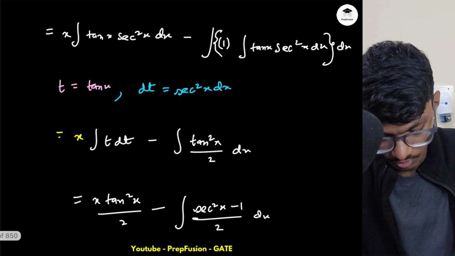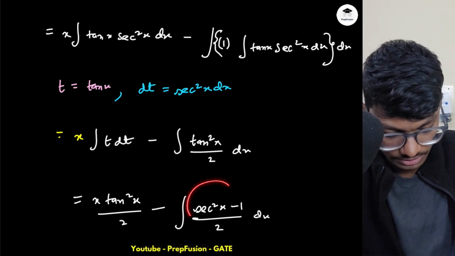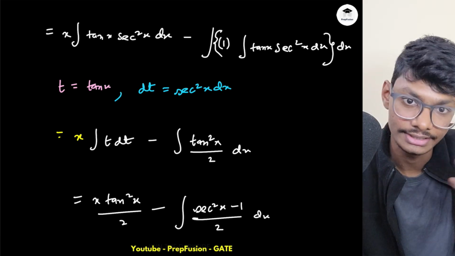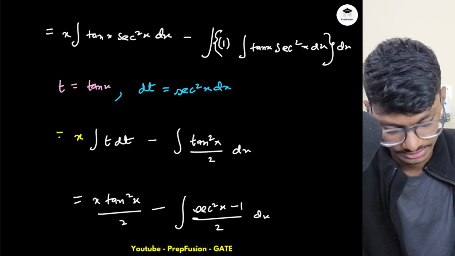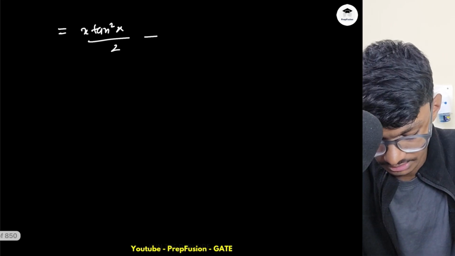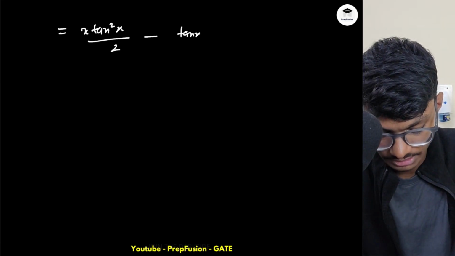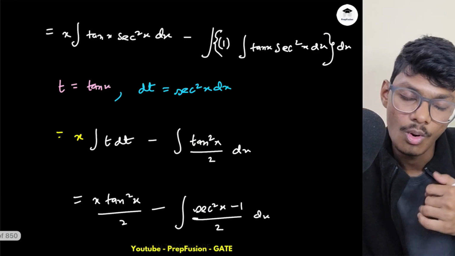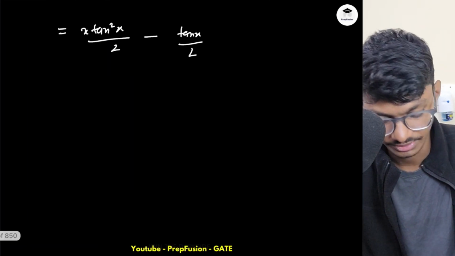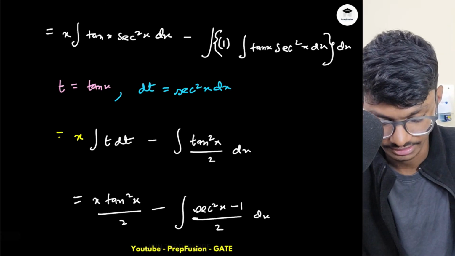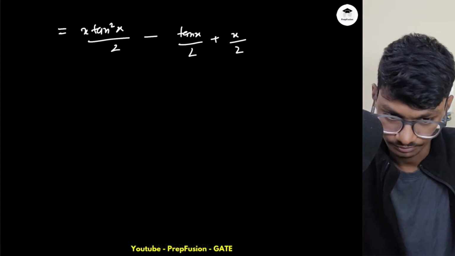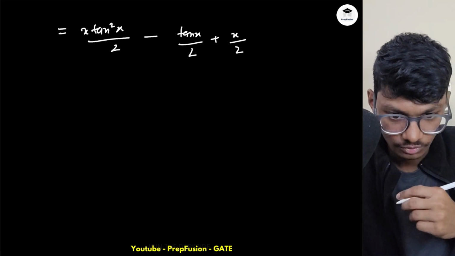Minus. Now what do I know about sec square x? The differentiation of tan x is sec square x. The integration of sec square x will be tan x. So minus tan x divided by 2, integration of sec square x. Integration of minus 1 is simply x, and I have a minus sign ahead here also, so it will become plus x by 2. Okay, so what you can write?